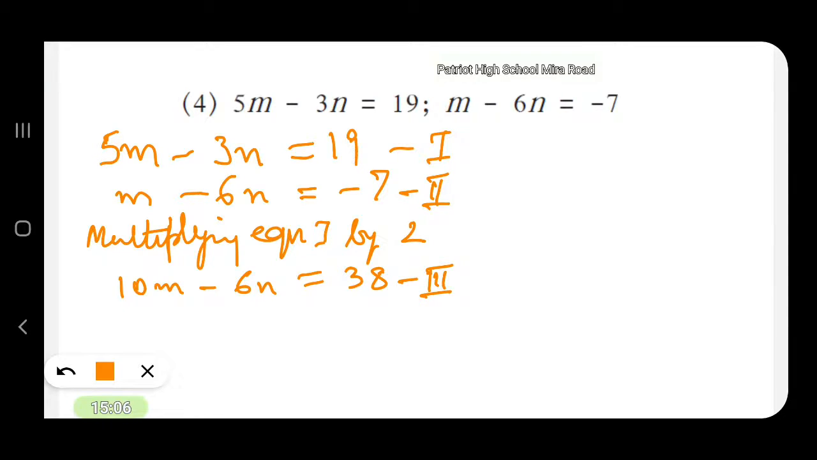And now equation number 2 and equation number 3 are having minus 6n. So we can subtract equation 2 from equation 3. So we will directly write equation 2 below equation 3, and then we will subtract it. So we will write it as it is. Then for subtracting we have to change the sign throughout the equation.